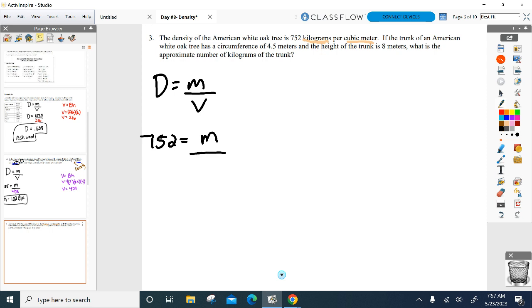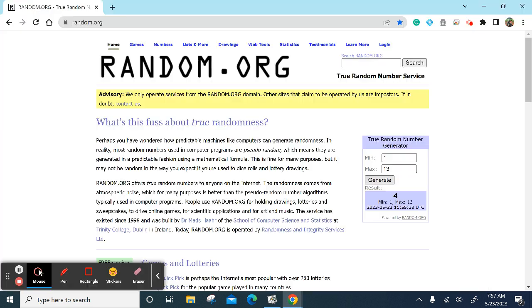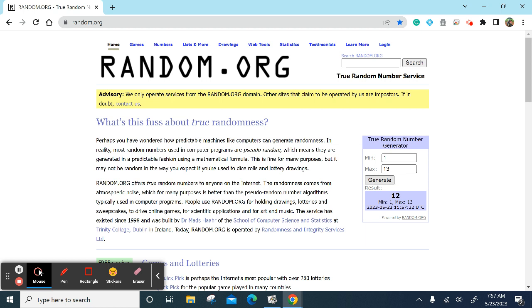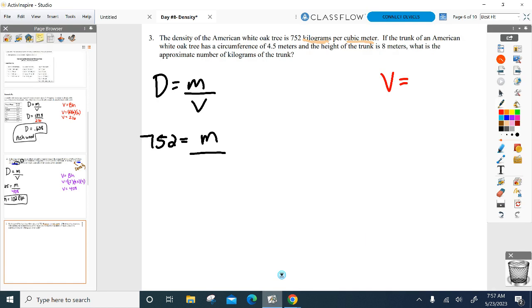All right, you guys ready to find the volume of this tree? So I can plug it in. First of all, it's a tree. What shape are we dealing with? Because we've been dealing with prisms the last two problems, and this is not a prism. What shape are we dealing with here? Cylinder. All right, so everyone, if you got to go back and look. What's the volume formula for a cylinder? Pi r squared h.